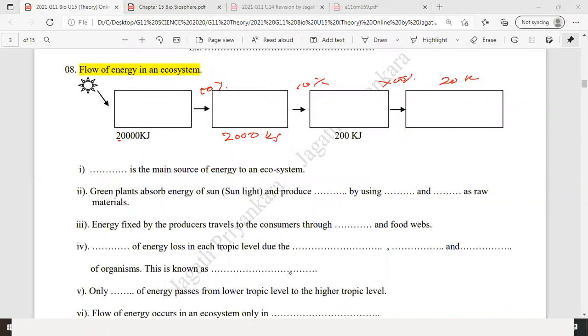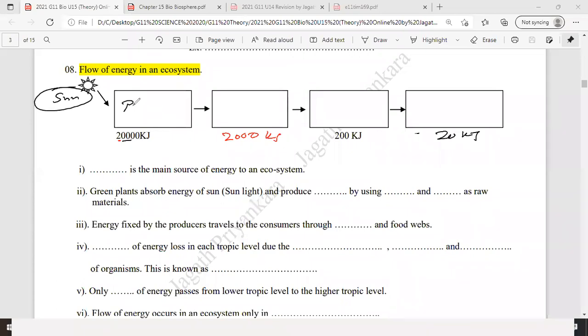I'll quickly put the values. Then you can find what energy is lost. In each link, the energy is lost. 200 becomes 20 kilojoules. Now you can see the energy gradually decreases. What is the main source of energy to any ecosystem? Sun. The sun's energy is fixed by the producers. So this 20,000 I have given here.